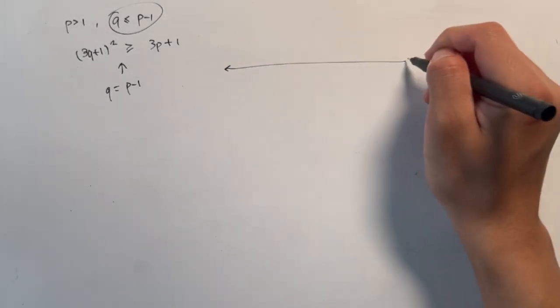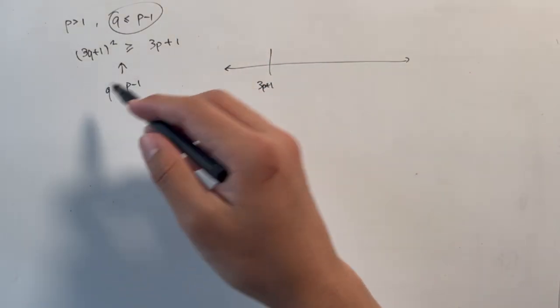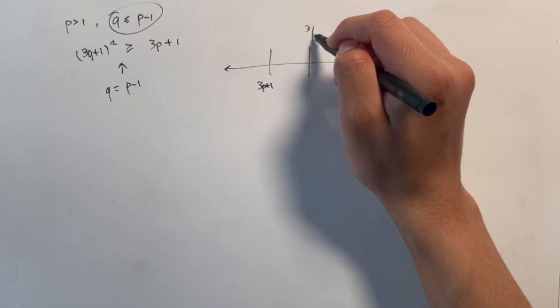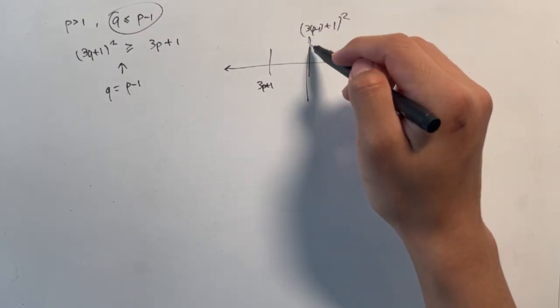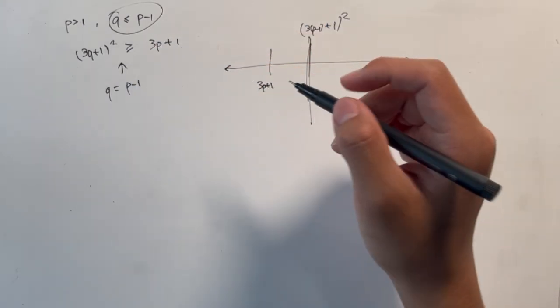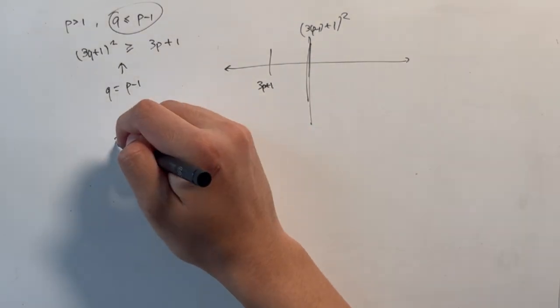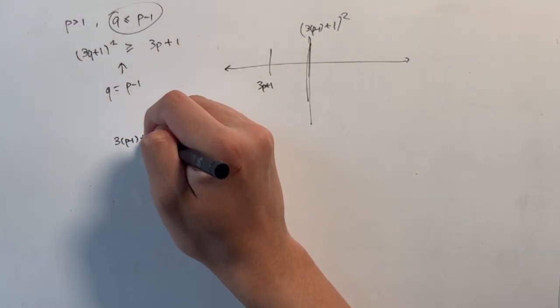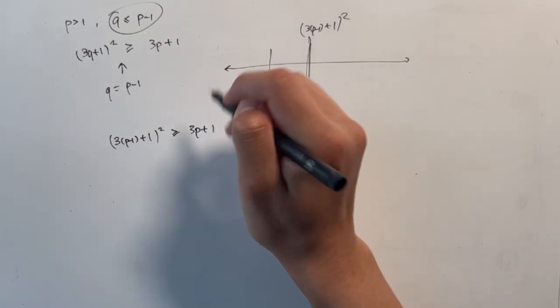So if we have a number line and 3p plus 1 here, and if we prove that this is true, then (3 times (p minus 1) plus 1) squared is somewhere here. And so q cannot be greater than that. So q has to be less than or equal to p minus 1. Again, we just have to prove that (3 times (p minus 1) plus 1) squared is greater than or equal to 3p plus 1.